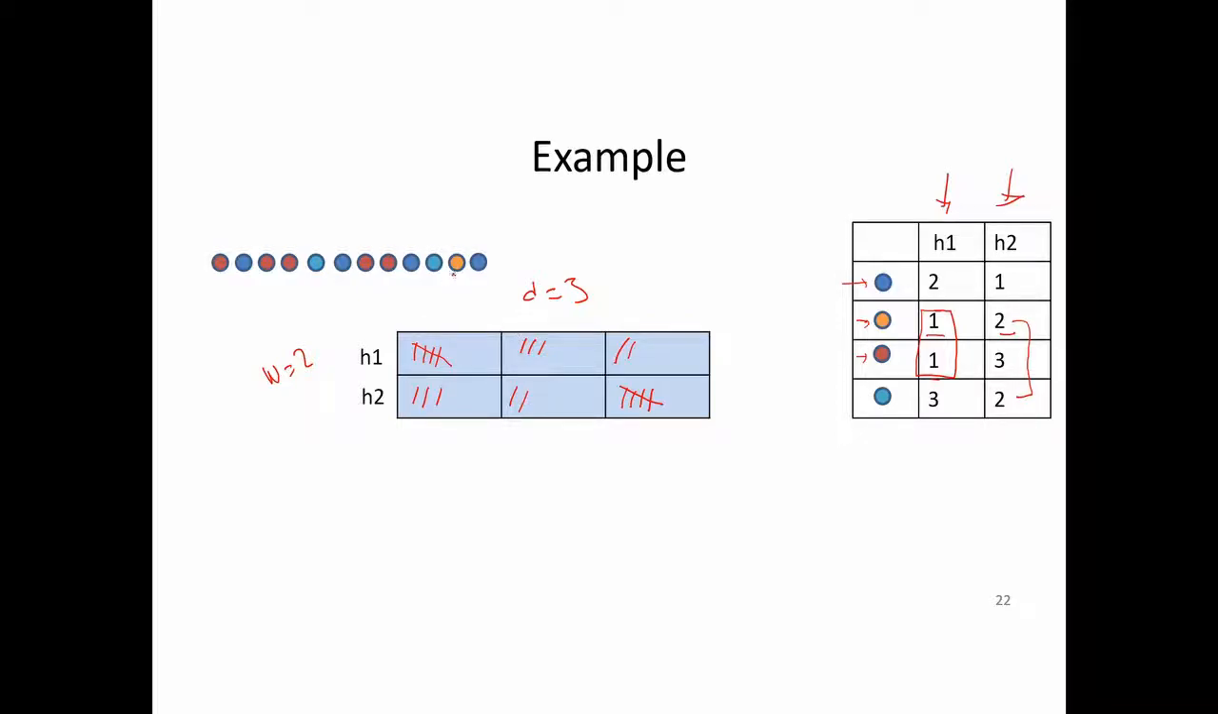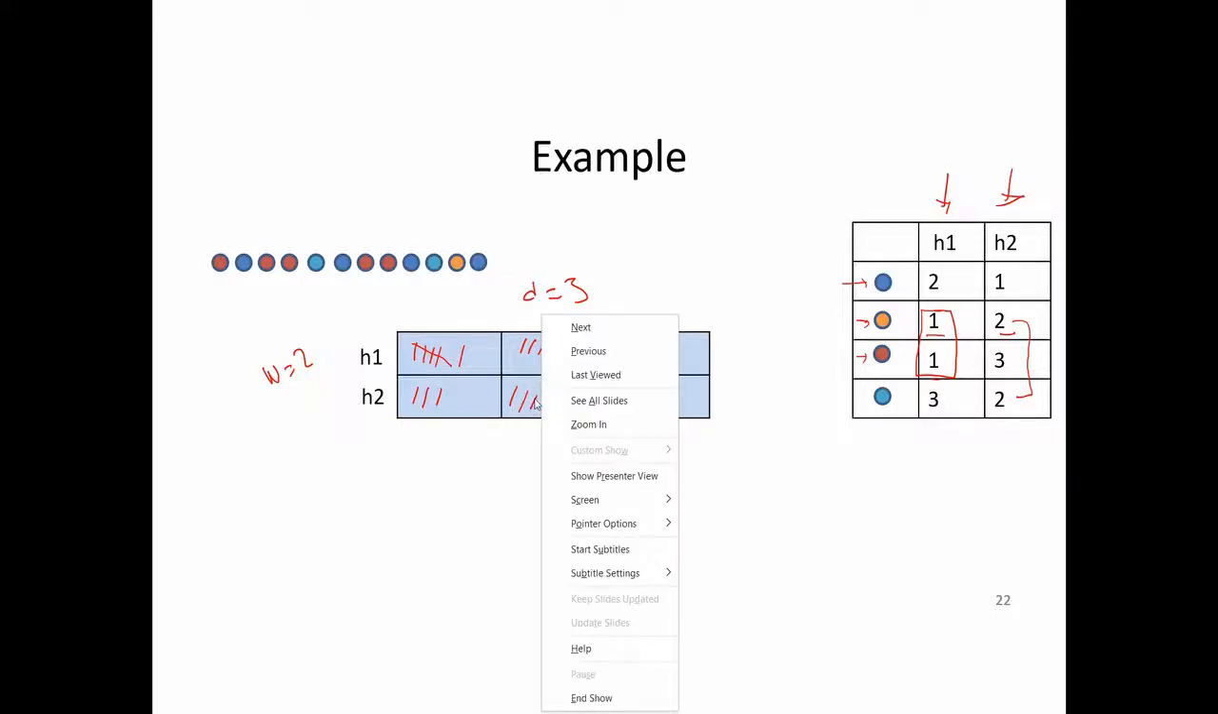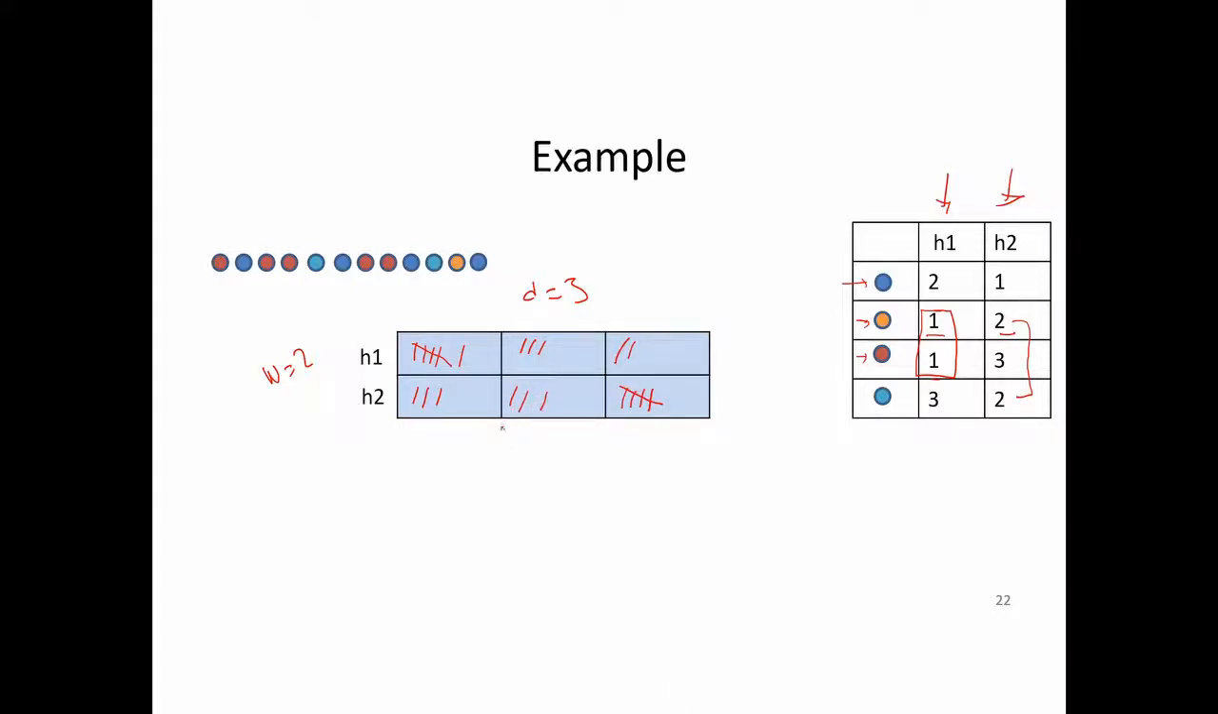Sorry, 3 and 2. And then you mark here 1 and 2. Okay, so h1 is 1, so you mark 1 here, and h2 is 2, so you mark 1 here. So this orange is really clashing, so it is just increasing the counts. Okay, and then again you mark blue, which is 2 and 1. Now if you query, you see blue maps to 2 and 1.